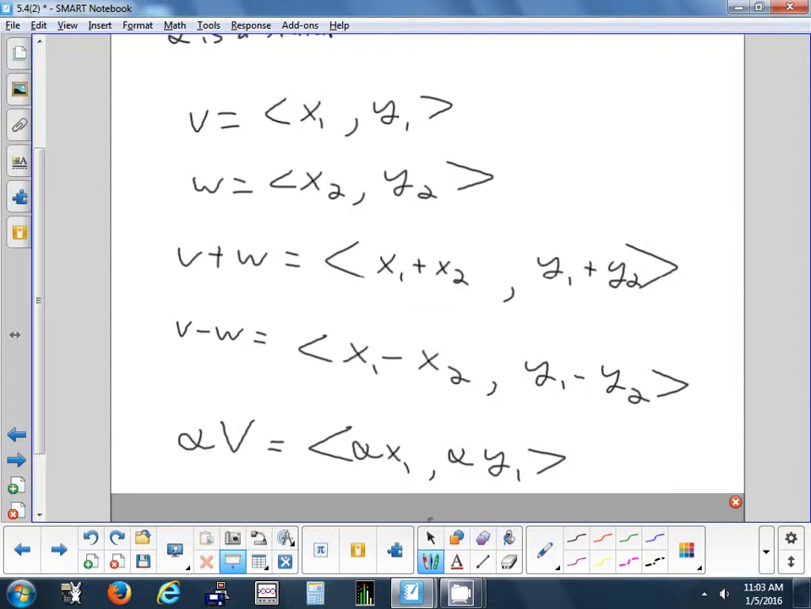Alpha is a scalar, so you could think of it as like the number 3. When you put a number in front of a vector, it can make it longer, it can make it shorter, or if it's a negative, it flips the direction. It's almost like a distributive property. If you were going to scale a vector, you just multiply each component by whatever you're scaling it by. So x1 gets multiplied by that number, and y1 gets multiplied by that number.